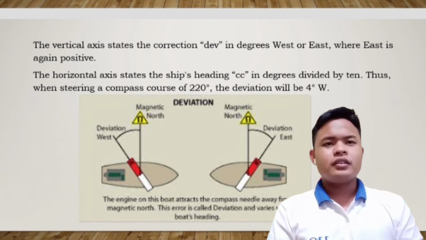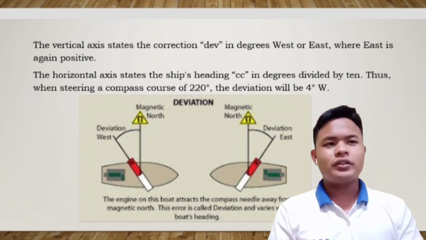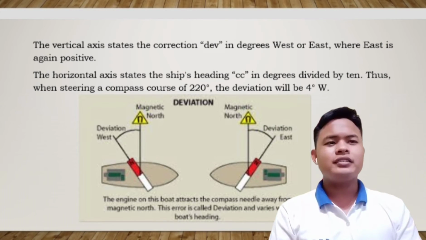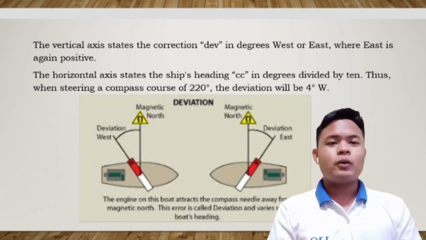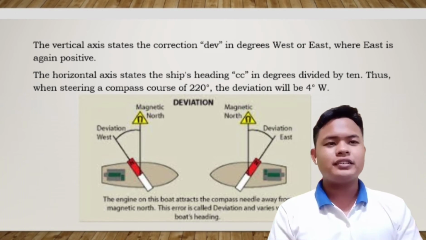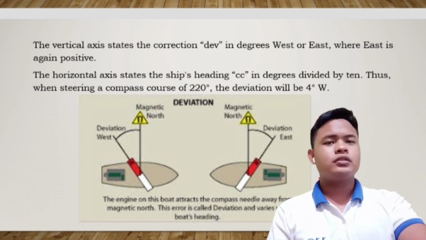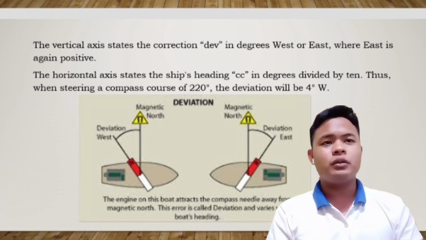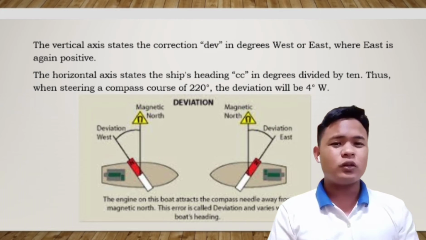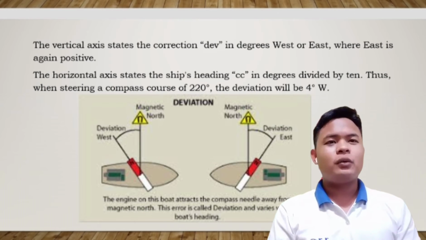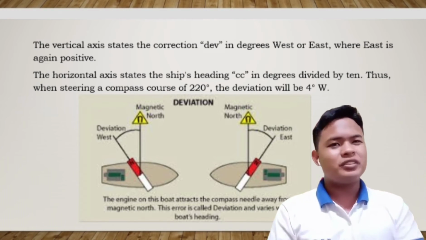The vertical axis states the correction of deviation in degrees, west or east, where east is again positive. The horizontal axis states the ship's heading or compass course in degrees divided by 10. Thus, when steering a compass course of 220 degrees, the deviation will be 4 degrees, as we can see in the table also. Note that on most sailing yachts the deviation will be less than 3 degrees. It depends on what type of ship you are in or what type of cargo the ship is carrying.